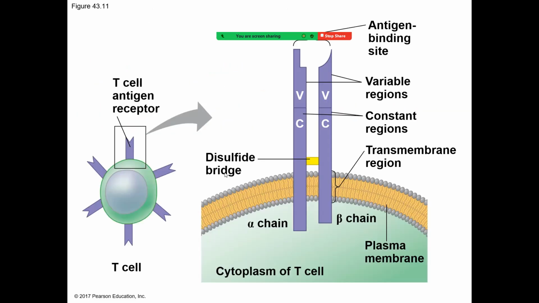Okay, so if we look at what this looks like, again, you can see a linear antigen receptor here. So you can see there are alpha chains, there are beta chains, and both the alpha and the beta chains have constant regions, which are embedded in the phospholipid bilayer of our T cell. You can see it also extends into the cytoplasm of the T cell as well. At the end or the tips of these T cell antigen receptors are the variable regions, and the variable regions are specific to certain epitopes.